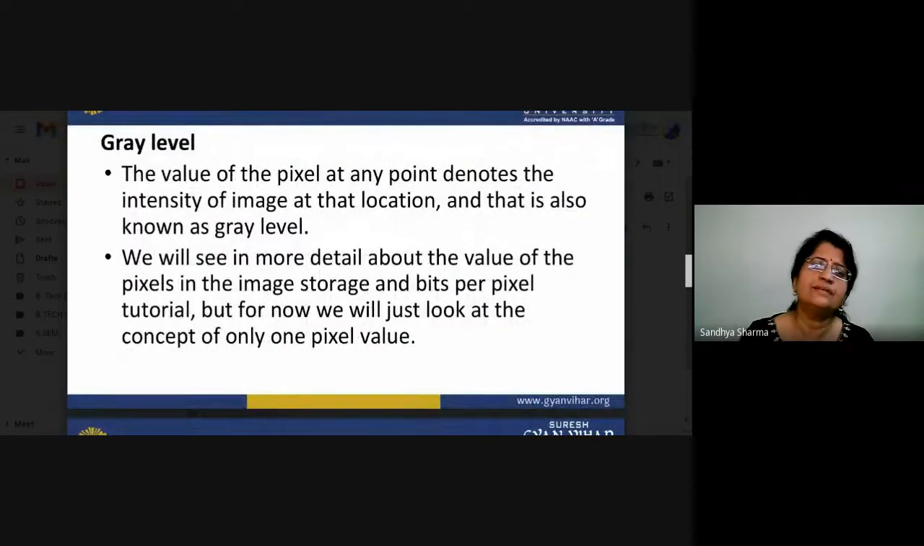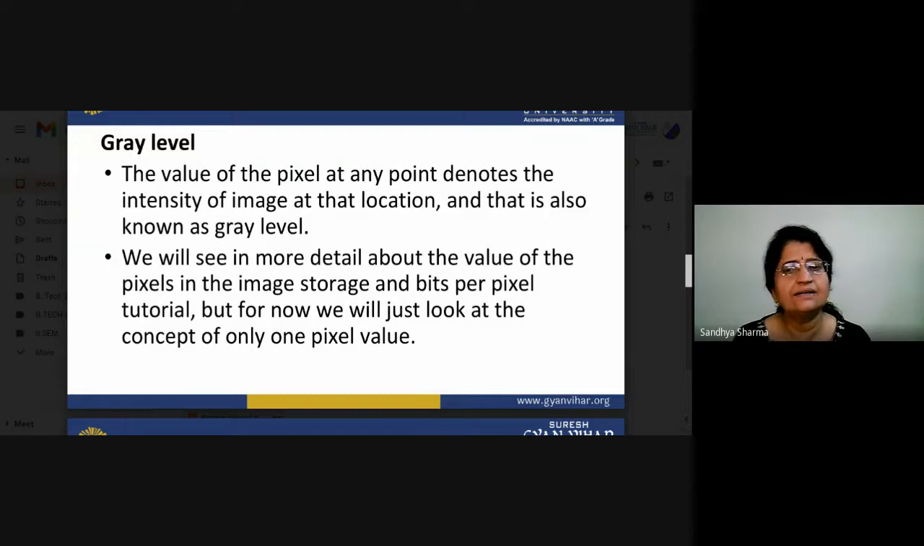Now we will see the gray level. How can we define the gray level? The value of a pixel at any point denotes the intensity of the image at that particular location, and that is also known as the gray level. So gray level is basically the intensity value at that particular position of the image.